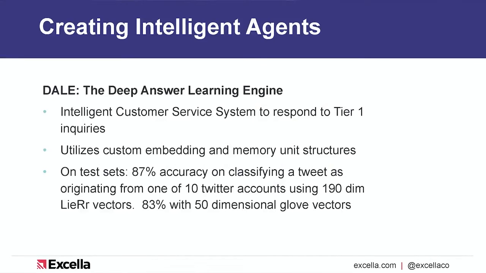Just a little bit of our experience in working with this. This kind of talk came out of something we developed called Dale. Dale is the Deep Answer Learning Engine. It is a custom intelligent agent that we developed. And Dale is interesting. It was designed to respond to tier 1 customer service requests. We developed our own artificial neural network structure for Dale, and it's basically designed to understand context.